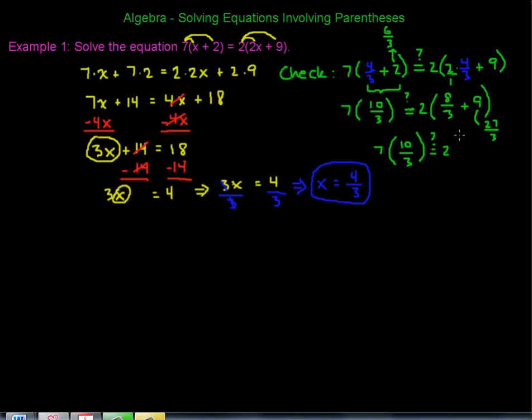So now we want to check whether or not 7 times 10/3 is equal to 2 times 8/3 plus 27/3. So we have 7 times 10 is 70/3. Is that equal to 2 times 8/3 plus 27/3 gives us 35/3. So 2 times 35 is 70/3. So yes, this does check out.